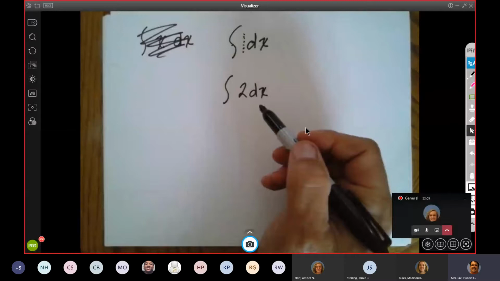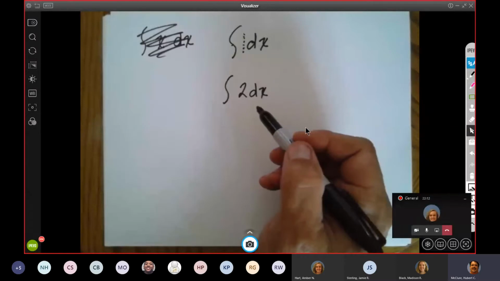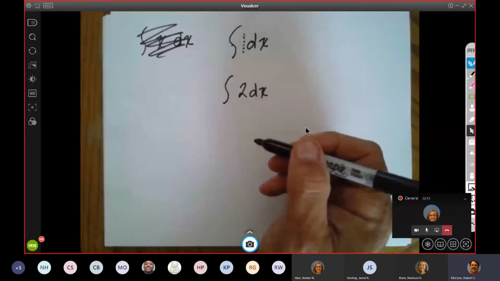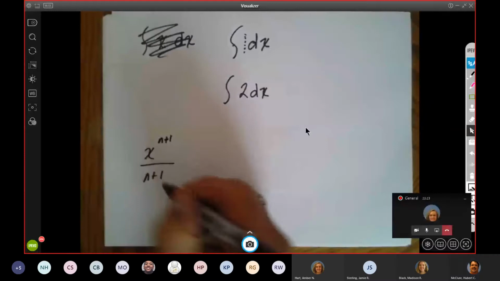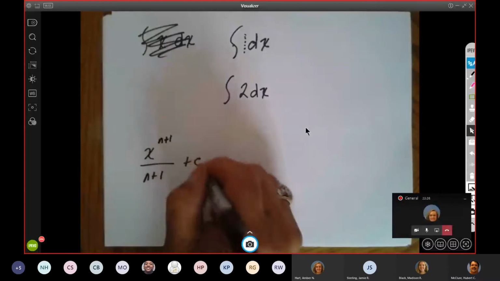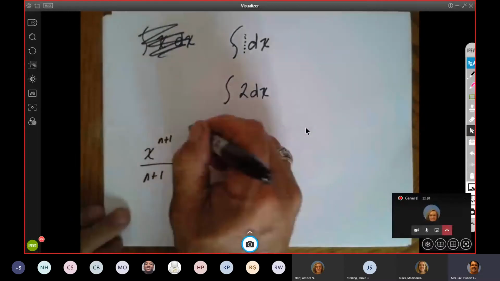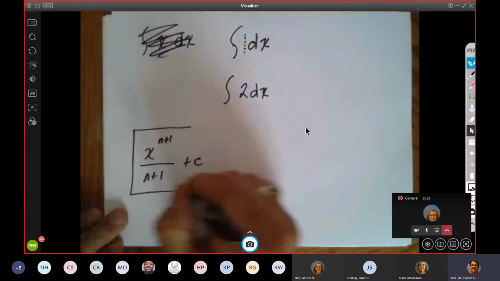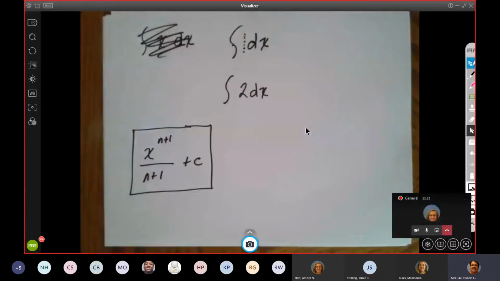Okay? The power rule of antiderivatives basically is this. x to the n plus 1 over n plus 1 plus c. That's the power rule for antiderivatives. Let's go back, and I'll show you that right quick.